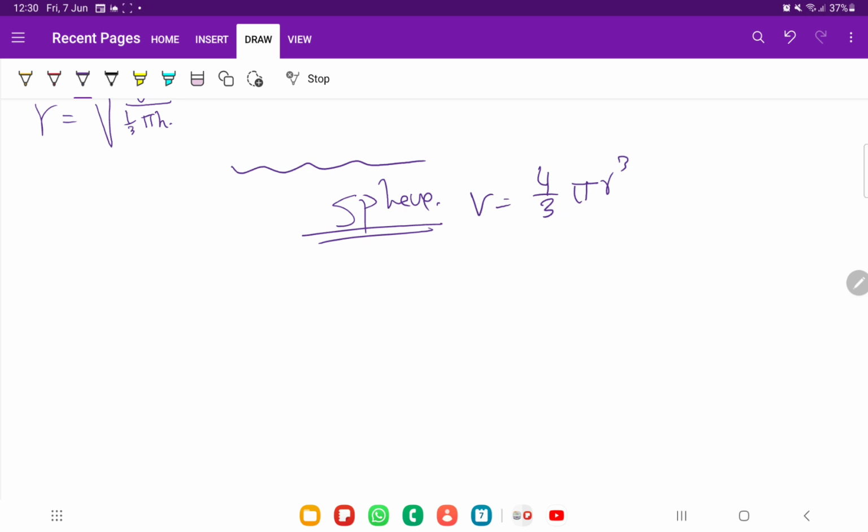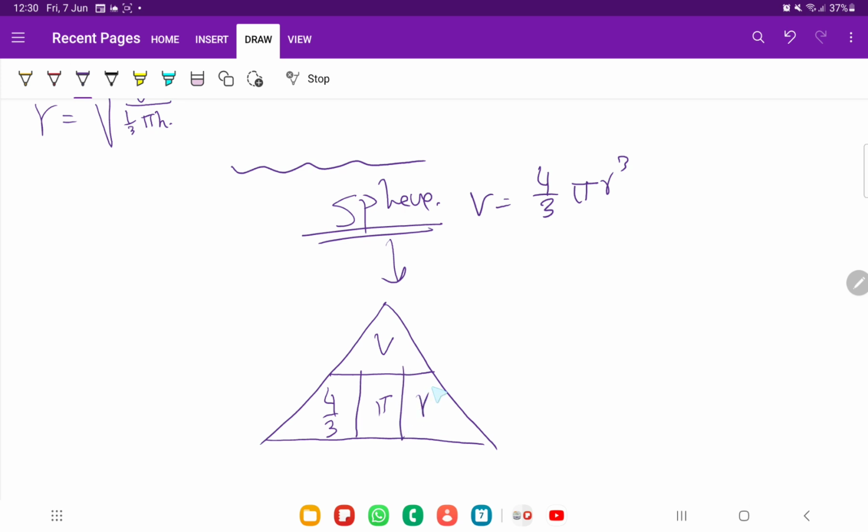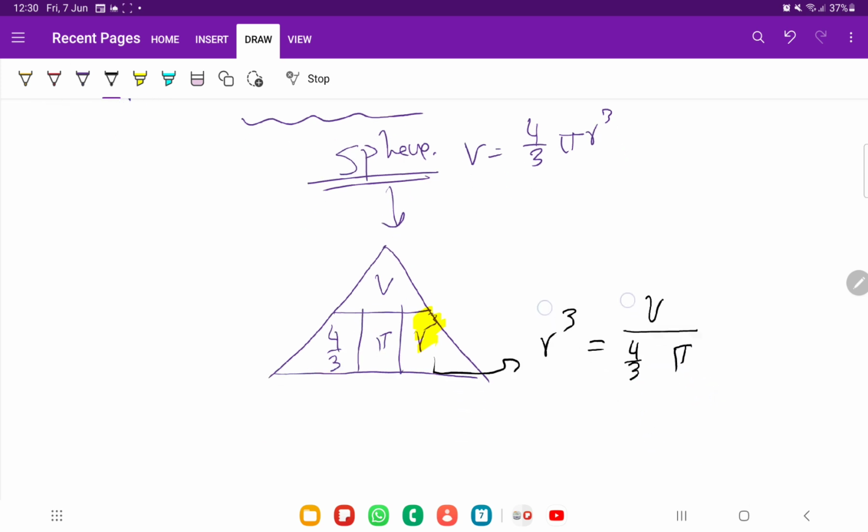Very good. So the volume of the sphere, now how can we get it? Or how can you get the radius if it is missing? The magic triangle. Here it is. Volume equals 4 over 3 pi r cubed. If I want to find the radius, what's going to happen? Take care this time. This is r cubed equals volume over 4 over 3 pi.